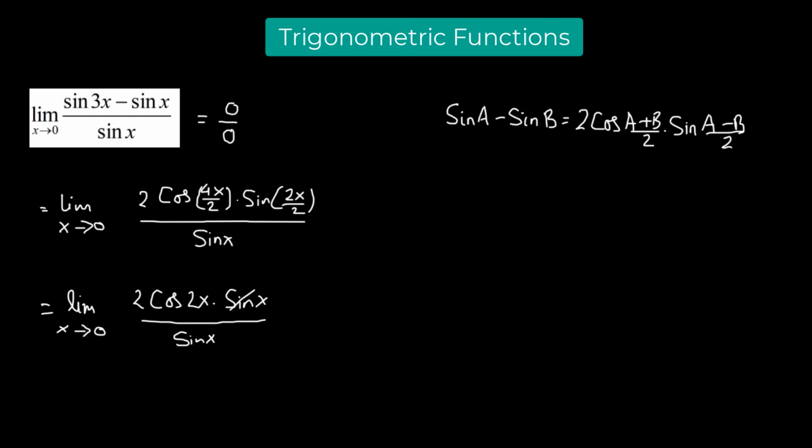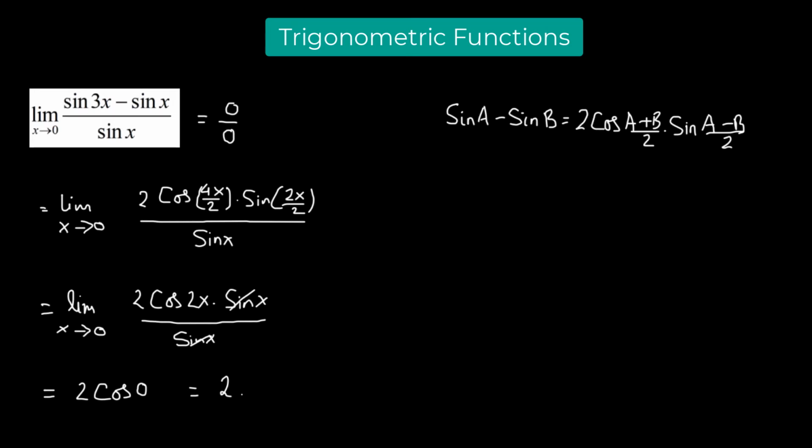So the sin of x gets cancelled from both the numerator and the denominator. Then we apply the limiting value of x. So we have 2 times cos of 0. Cos of 0 is 1. So the limiting value of the given trigonometric function is 2 when x approaches 0.